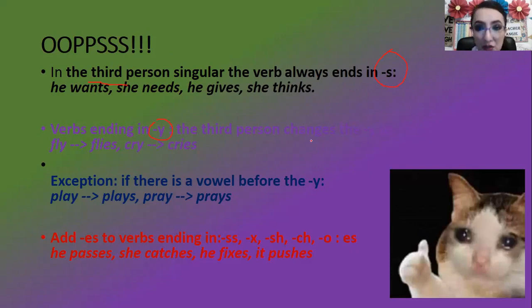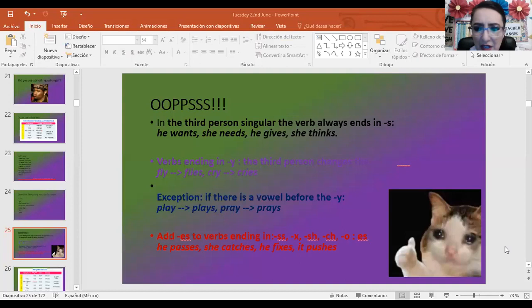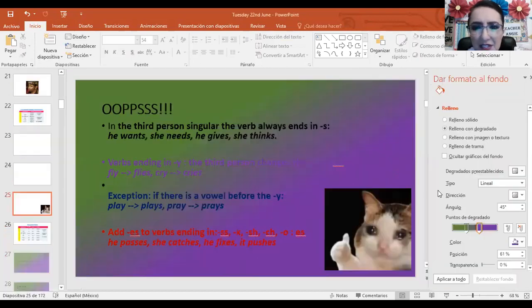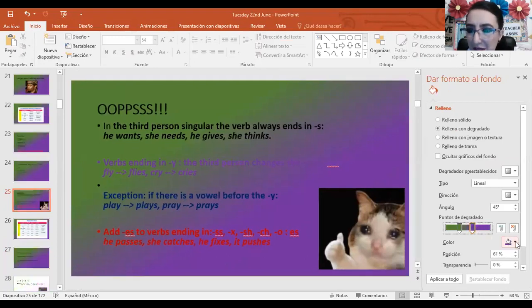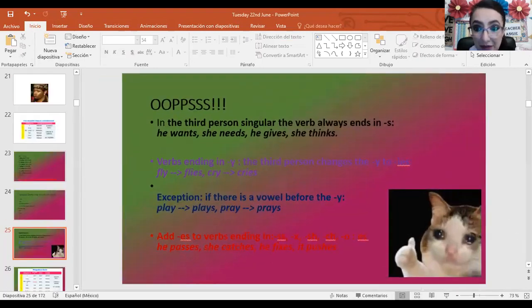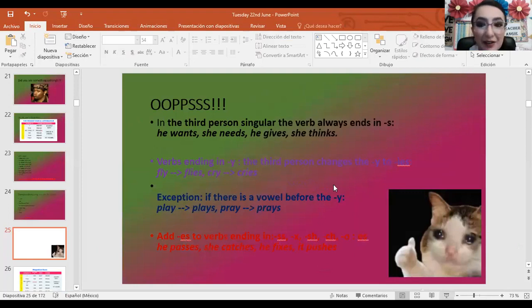there is a consonant. Let me change this because you cannot see this very well in my presentation because of the purple color. Let me share with you because I have more things here, but I believe that we cannot see the letters because of this. What color do you want? This one? Yes, okay, we are going to change this one. Sorry for the background.